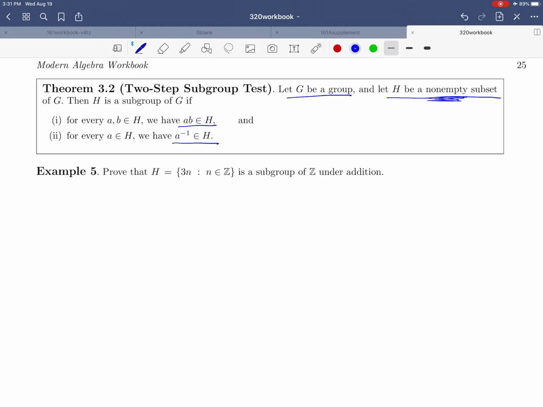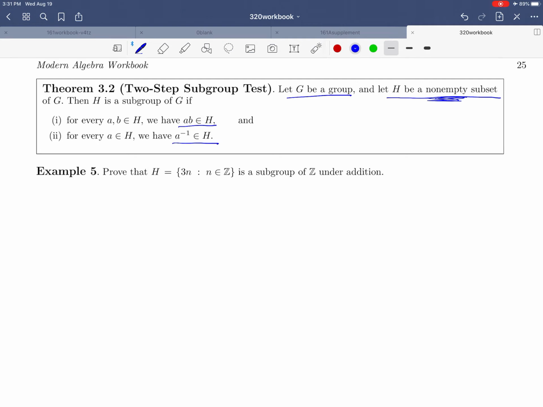The proof is given in the book. It actually uses the one-step subgroup test to prove the two-step subgroup test. You can read it in the book if you like. But we are just going to apply it in example 5.